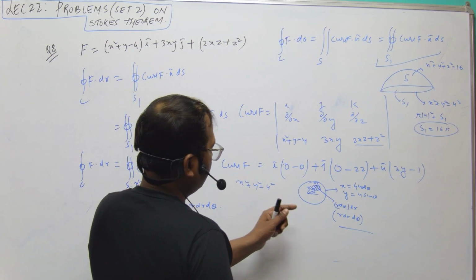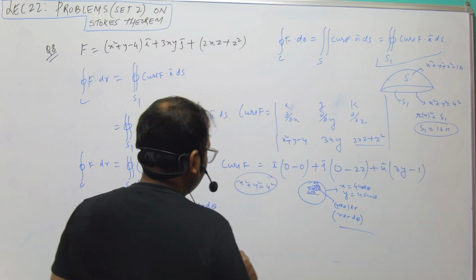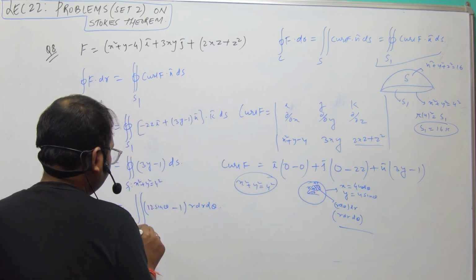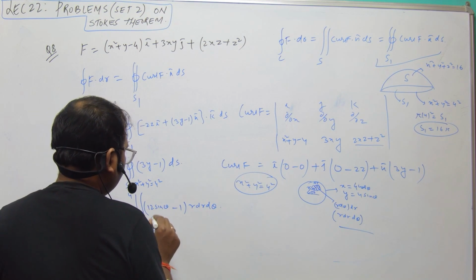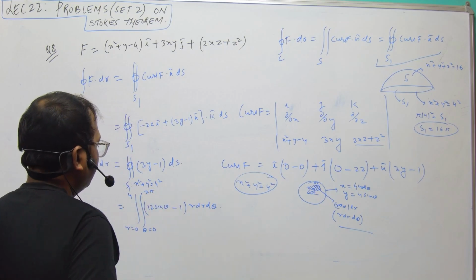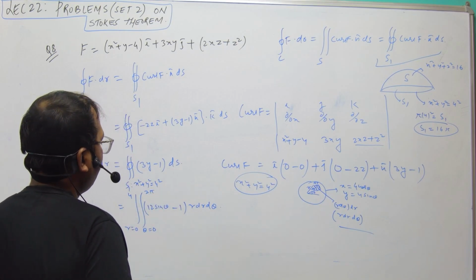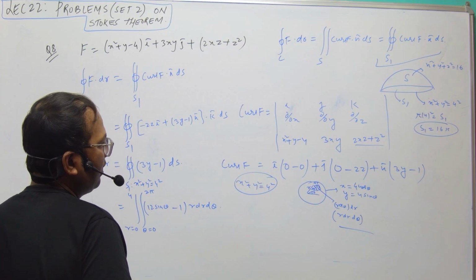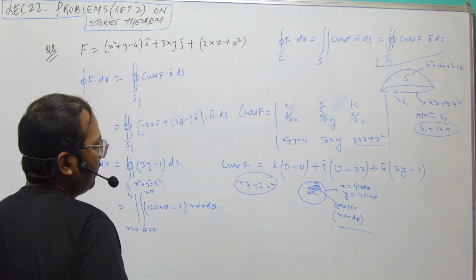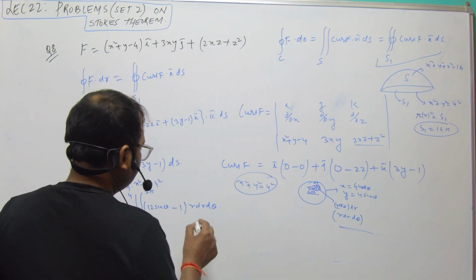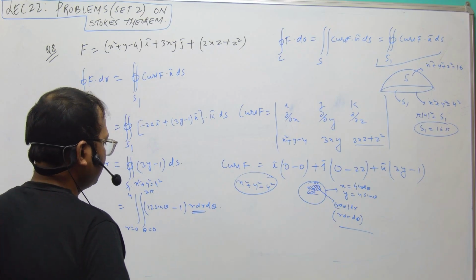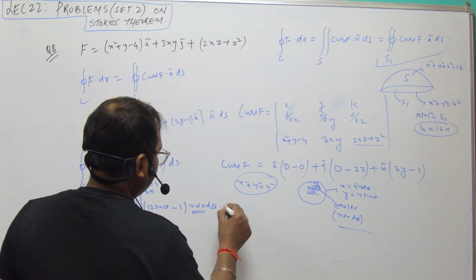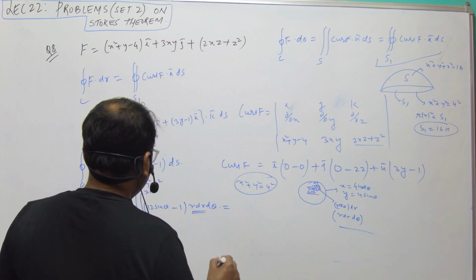So from this circle we have r varies from 0 to 4, and theta varies from 0 to 2 pi. Let us further simplify this. So this r dr, the integral of r dr is r square upon 2. So this is equal to r square upon 2.